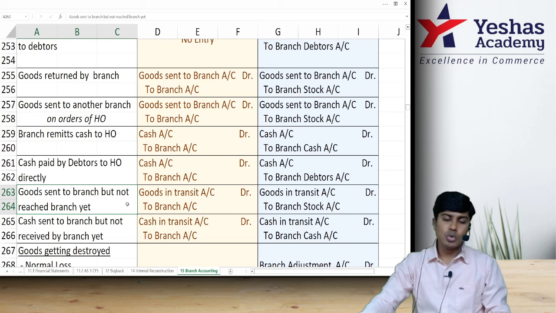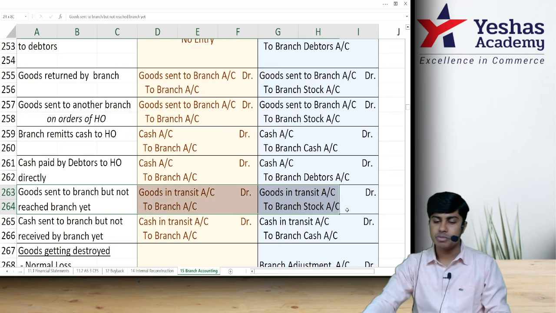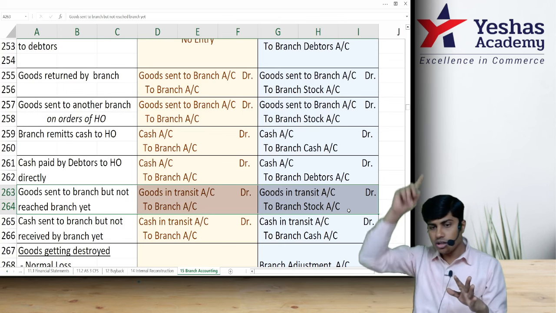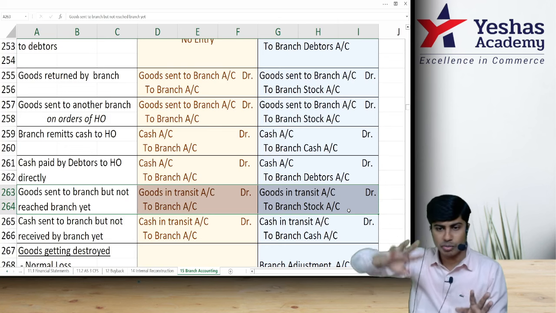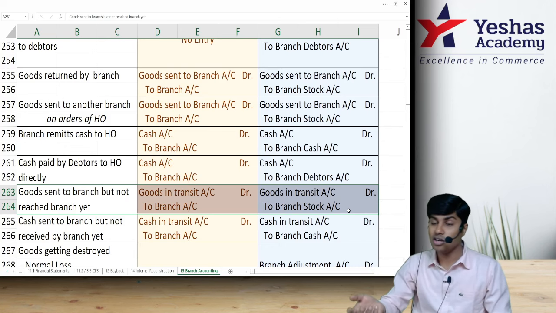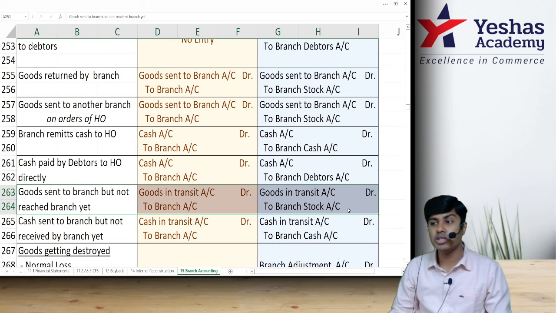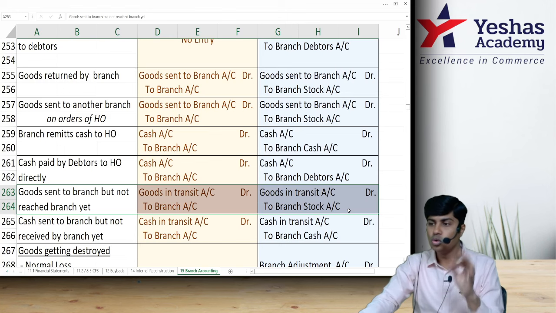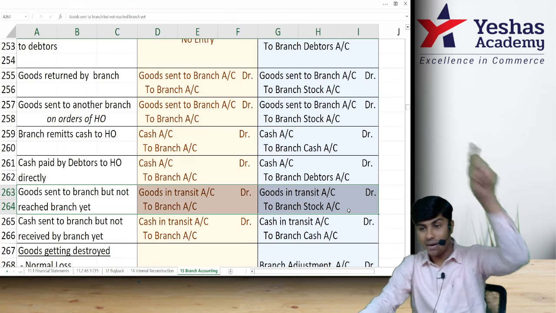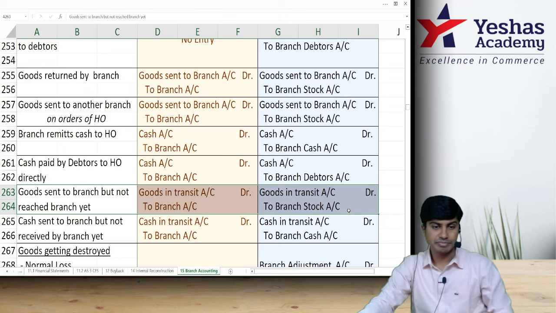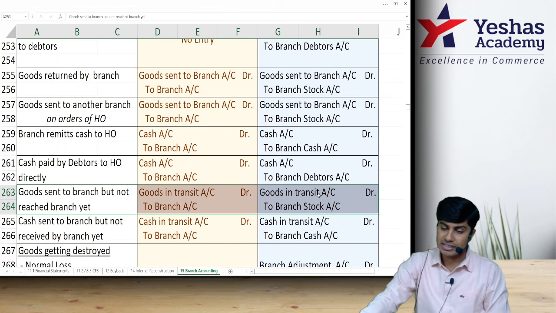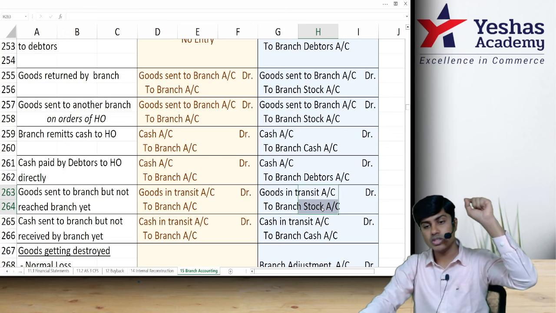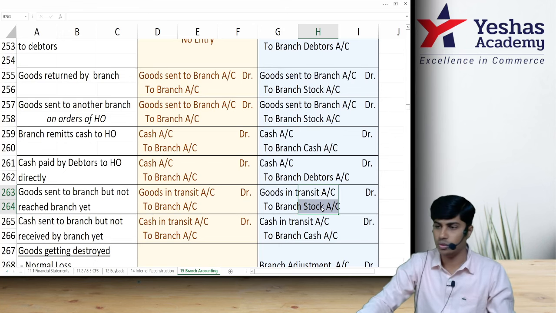Next we have goods sent to branch but not reached branch yet. The goods are sent to branch, and head office has written the entry goods sent to branch. But the branch cannot sell the goods, and cannot keep the stock in its closing. So we would have to write it in an account called GIT, goods in transit account, debit to branch. In the branch ledger, we'll write GIT on the credit side. And in stock debtor system, it is not GIT to branch. It should be written as goods in transit to branch stock account.